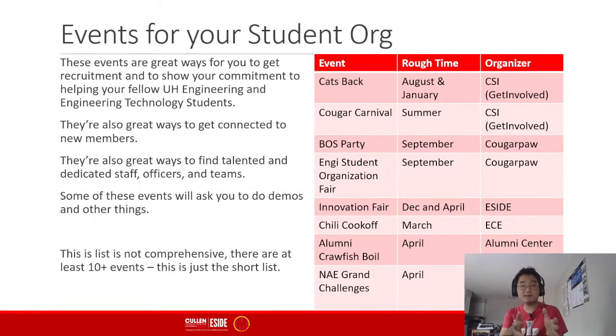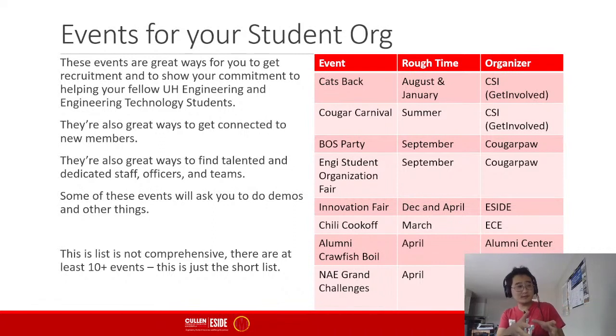Cougar Carnival is the same thing, but it's over the summer, so it's spread out over a longer period of time, and it's for incoming freshmen, specifically for incoming freshmen. So if you're meeting someone at freshman orientation, you can go to Cougar Carnival. Boss Party, which begins in September, is the beginning of semester party run by the University of Houston's engineering. It is now being taken over by Cougarpaw's administration. And it's just a big open party where you can go talk to people, bring in students, get used to meeting your fellow classmates and having fun before the midterms start.